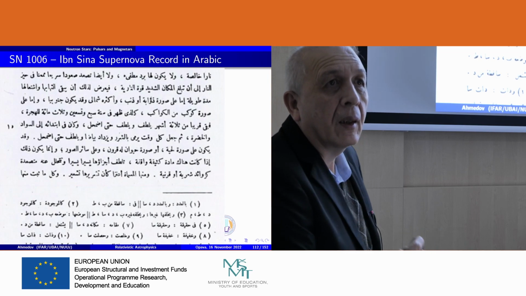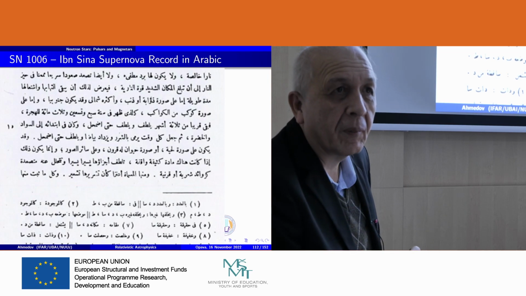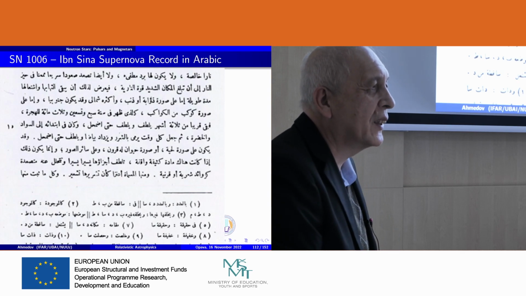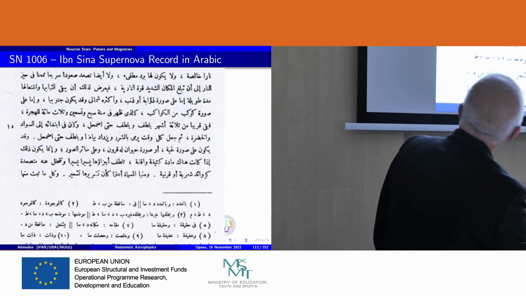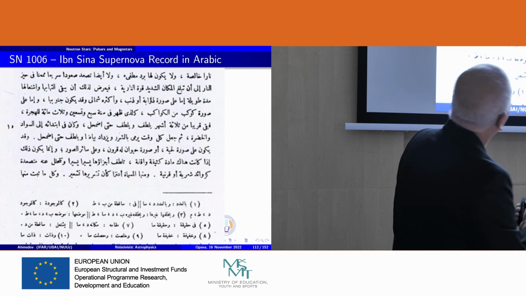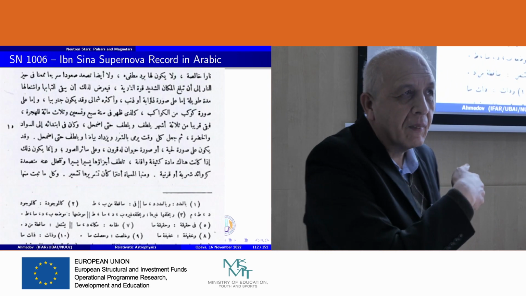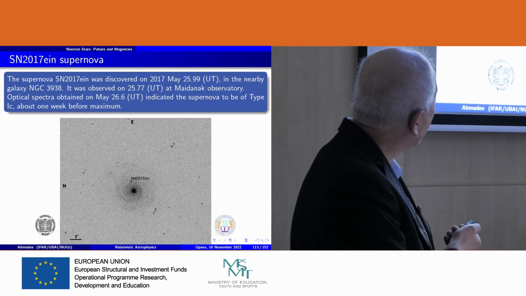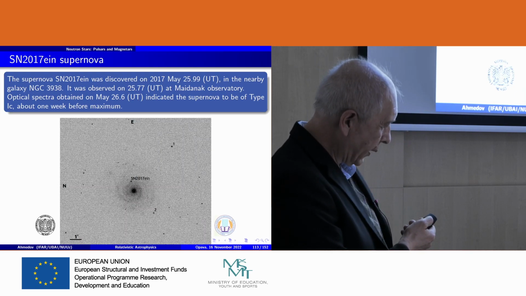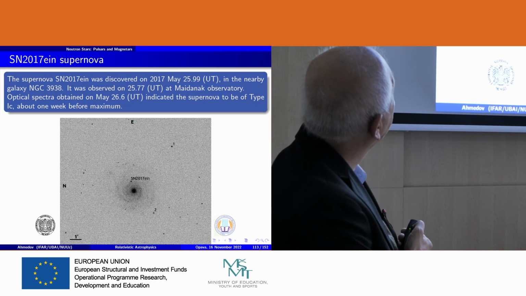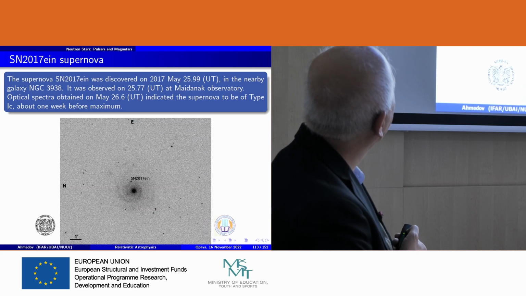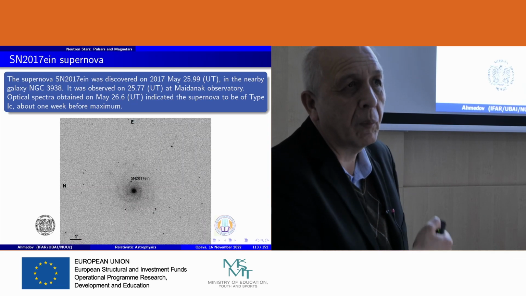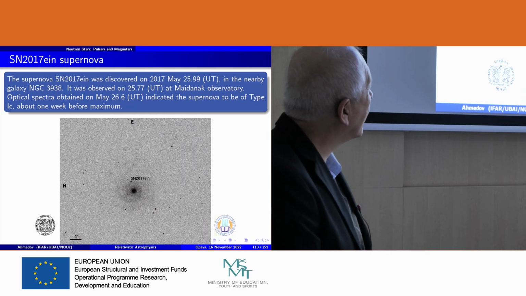Maybe you can read it. Previously we used this script, but now we use Cyrillic and Latin. In 1006, one of them was observed by Ibn Sina in Bukhara, in Central Asia. So this is the indicator. And here you can see the supernova 2017 in the galaxy NGC 3938, which was observed at the Majdanak Observatory, the observatory of our institute.